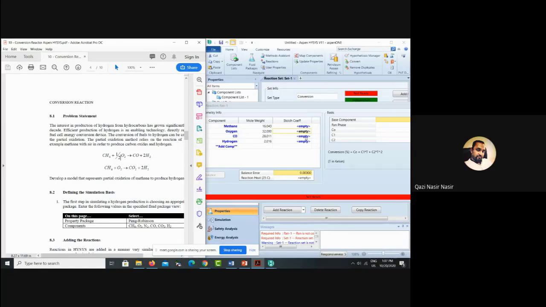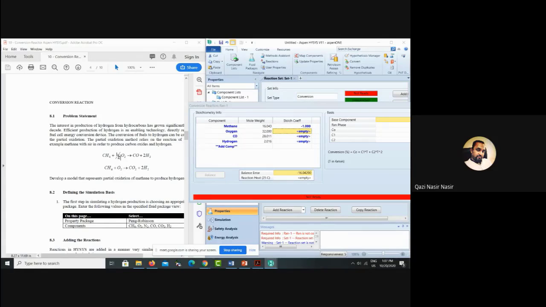So now Aspen Hysys will know that this is the product. Similarly, hydrogen, that is 2, we put +2 here. So Aspen Hysys will know that this is the product. Okay. So by keeping minus and positive signs, we tell Aspen Hysys which one is the reactant and which one is the product. So the stoichiometric coefficient of methane is 1, which is not shown here, but it is 1. We can write -1.